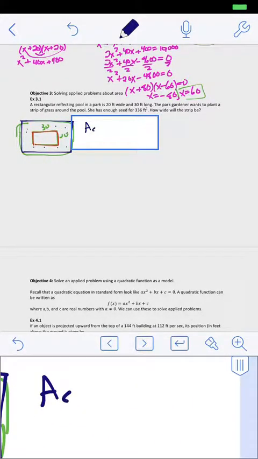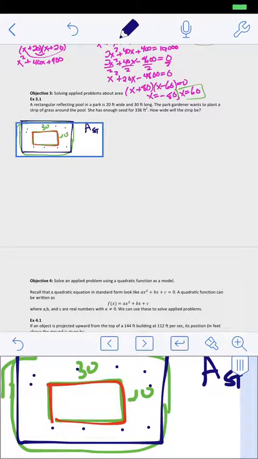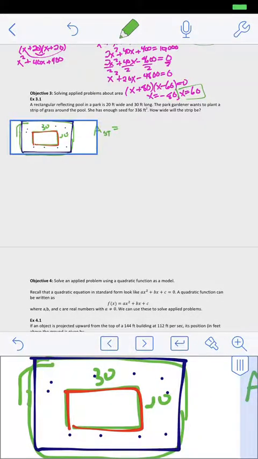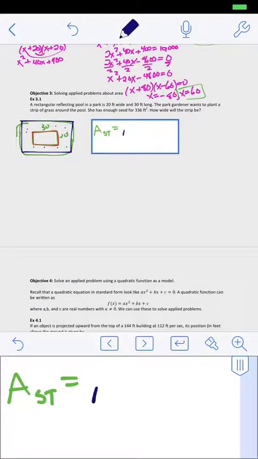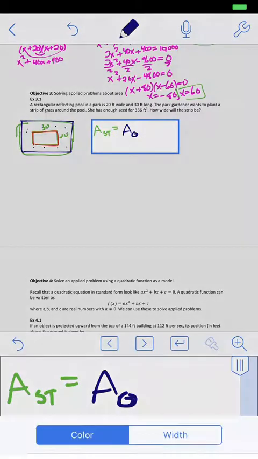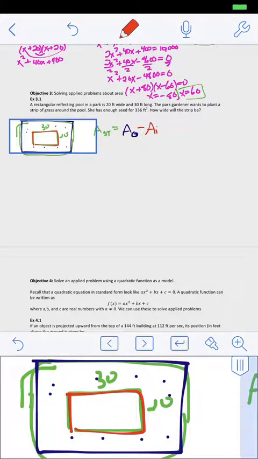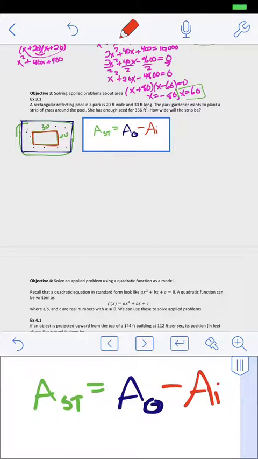So the area of the strip, this part right here, right, is going to be, I guess I should use green. So the area of the strip is going to be the area of the blue one, we'll call it the outside rectangle, AO. And then we're going to take out the area of the inside, right? Because she's not going to plant grass in the water. She's just going to plant it on the outside. So it's going to be the entire blue area, take away this red area in the middle. That's going to be our equation for this area problem.